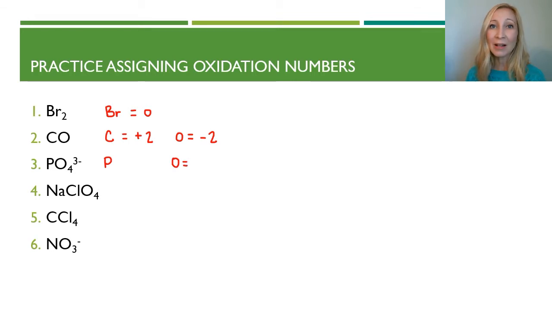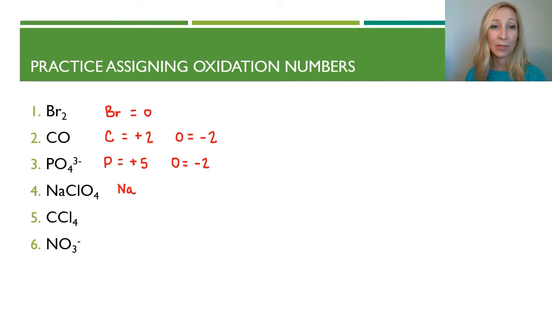Here we have a polyatomic anion, phosphate. We know that oxygen is going to have a -2 oxidation state. We know there are 4 oxygens, giving us a total of -8 just for the oxygens. But the overall ion charge is a -3. So that means that the phosphorus is going to have a +5 oxidation state, because 5 plus a -8 gives us -3.